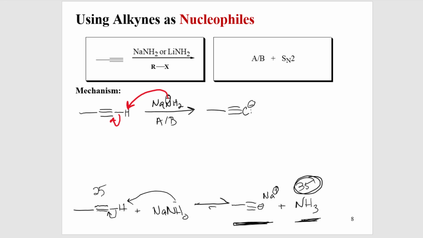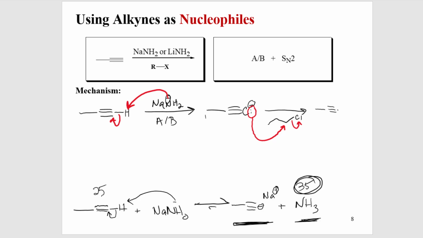So in the next step, I'm going to introduce, I don't know, 1-chloropropane, for instance. What's this mechanism? Strong nucleophile, in and out. SN2.